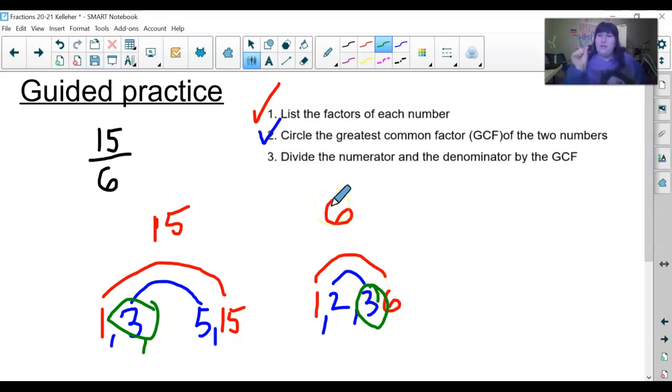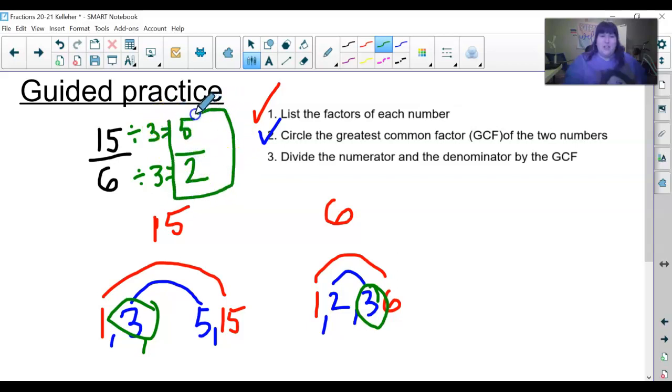Now that I know that, I can divide the numerator and denominator both by 3 to get my simplest form fraction, my fraction that is as small as possible. I know that 15 divided by 3, how many groups of 3 can I make with 15? 3, 6, 9, 12, 15. Make 5. And 6 divided by 3. How many groups of 3 can I make with 6? 2. So there is my simplified fraction. 15/6 in simplest form is 5/2. All right, your turn to try.